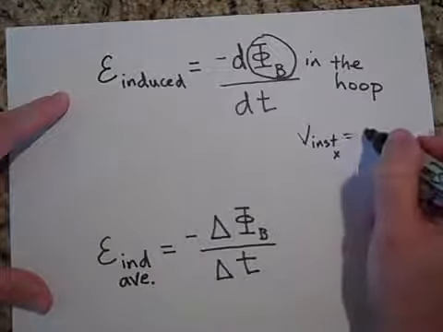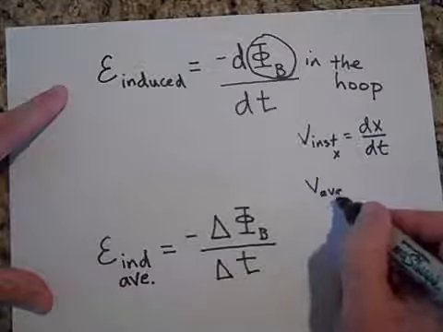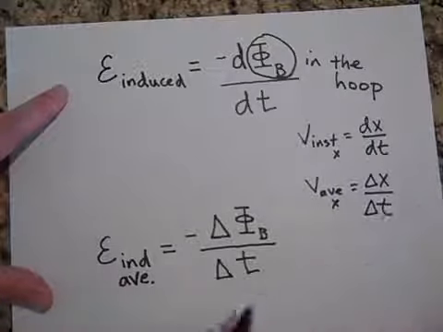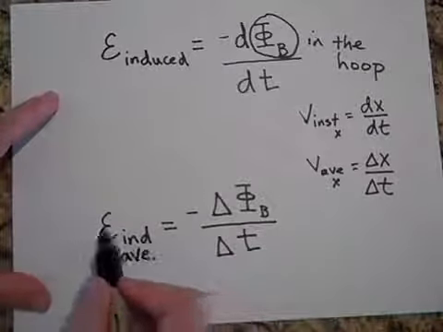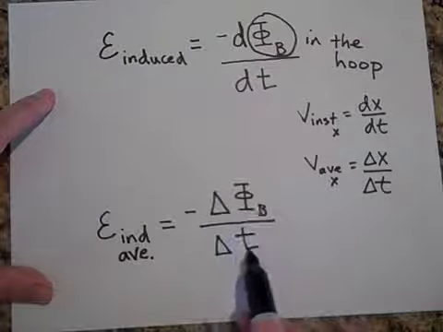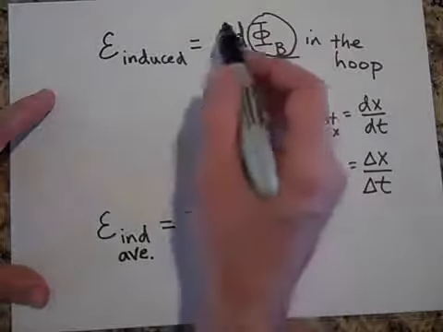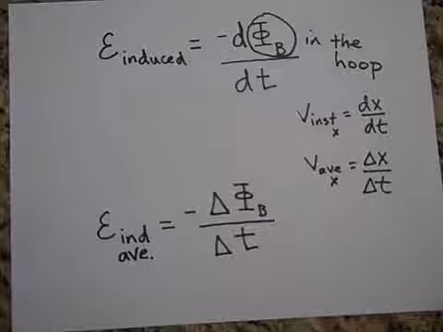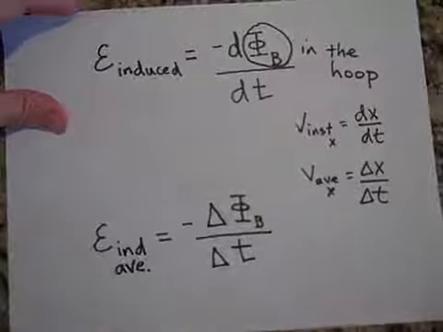Now, just as with velocity, instantaneous velocity in the x direction is dx/dt, and average velocity in the x direction is delta x over delta t. The same thing is true of induced voltage. If you want to get the average, then you're just going to take delta phi over delta t. Now, this negative sign I'm going to explain in another video with Lenz's law. But let me just show you one very simple problem with Faraday's law. So it's all about how fast that flux changes with time.